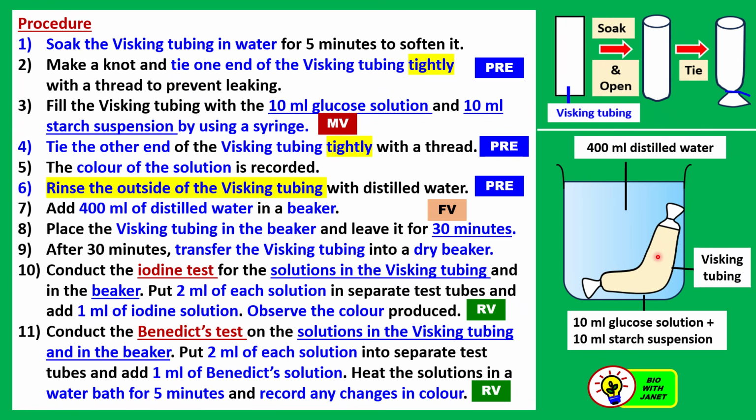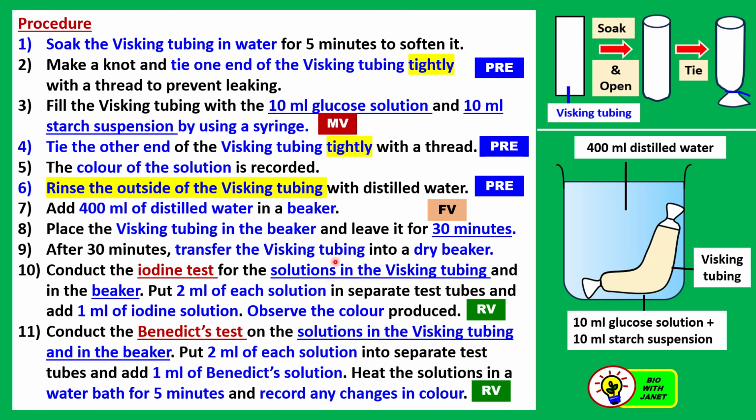That means before you soak the Visking tubing or immerse it in the distilled water, rinse the outside with distilled water at the sink. Rinse it to get rid of traces of starch or glucose. Then add 400 ml of distilled water in the beaker. Then place the Visking tubing in the beaker and leave for 30 minutes. Now in your exam, I don't think you can leave it for 30 minutes, maybe 15 minutes or so.